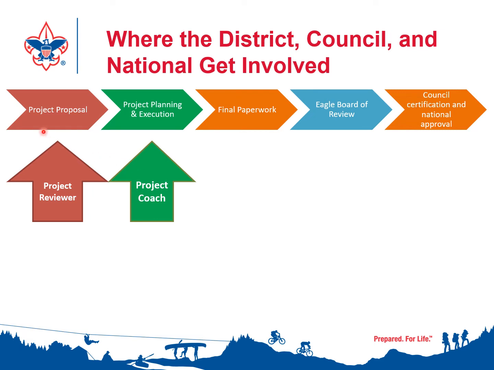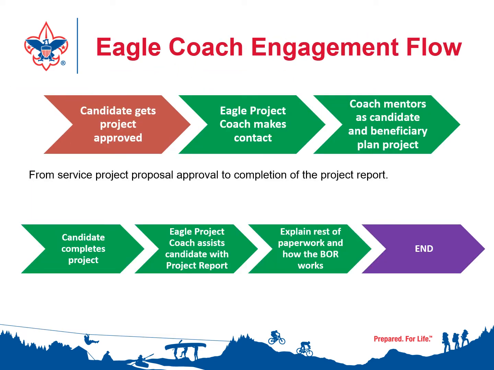That way, we're continuing to observe what the scout's doing as he gets into his planning and execution phase of his project. So the coach now has the contact information of the scout that was given to him by the project approver, and the coach then makes the initial contact. He makes the first call, and he arranges to have an initial meeting.